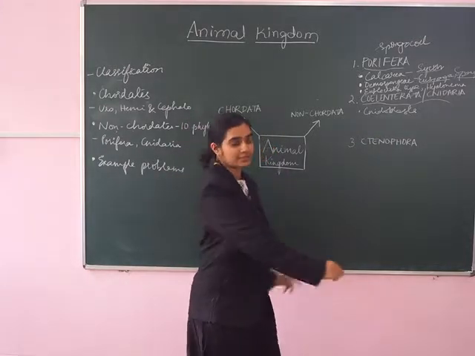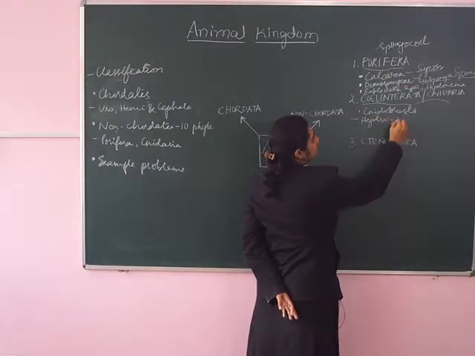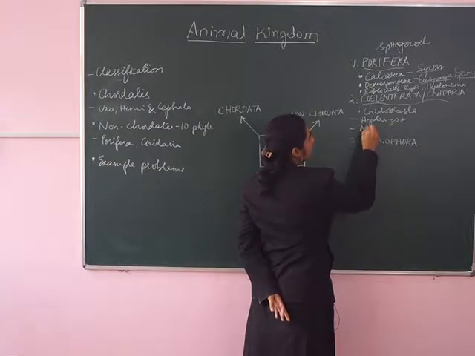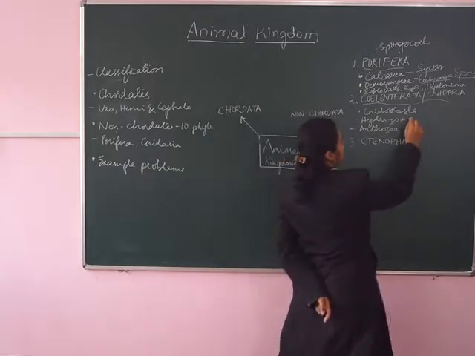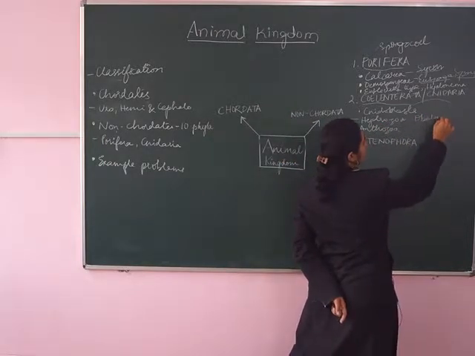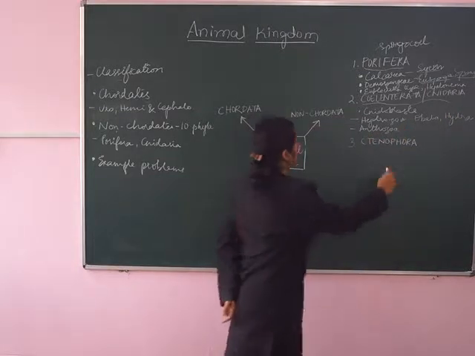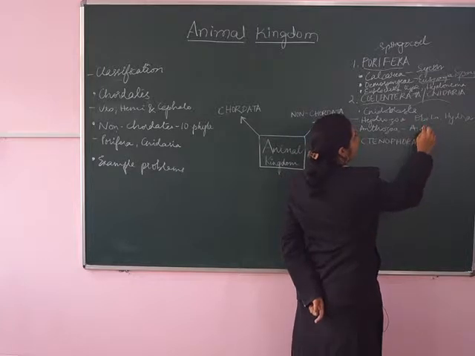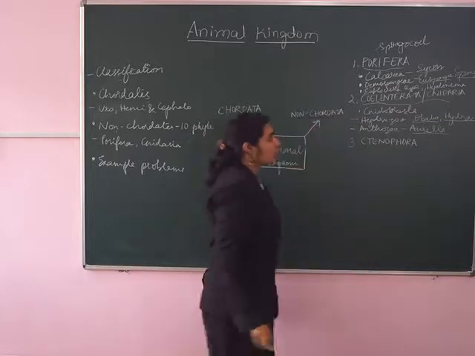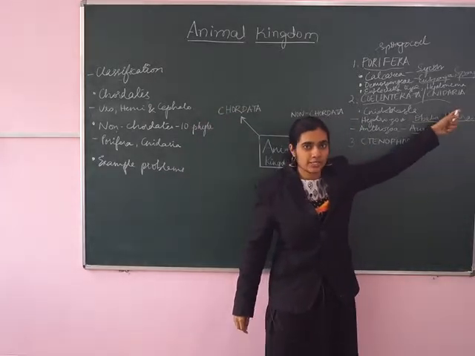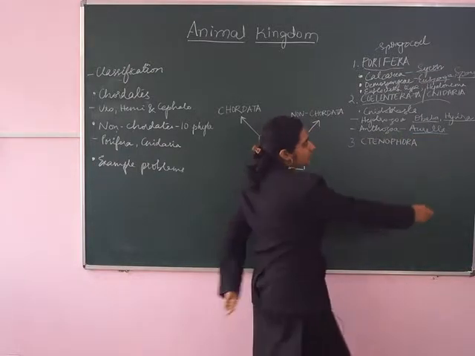Now the classification of the cnidarians includes Hydrozoa and Anthozoa. Hydrozoa includes animals like Obelia and Hydra, and Anthozoa includes Aurelia. As most of you may be familiar, Obelia and Hydra are freshwater organisms, and Aurelia is a marine organism, which is also called the jellyfish.